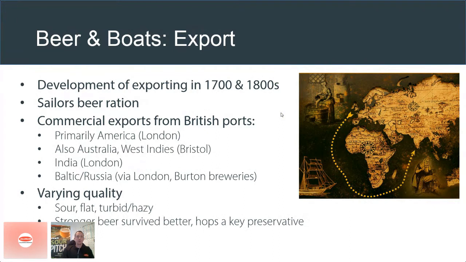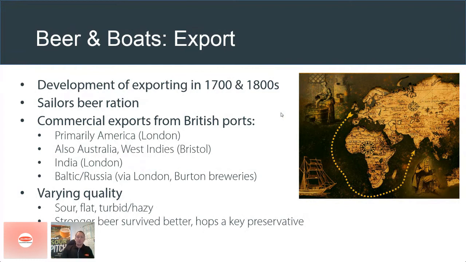Obviously, a very important part of British history, and as export grew, really as the empire reached its peak worldwide. So we had very early examples of goods, including beer, being shipped to all manner of places. From London, this was primarily to America, where the British were mostly using North America as a war ground to fight the French. But we also had beer exports to as far away as Australia and the West Indies from ports in Bristol in the southwest of the UK.